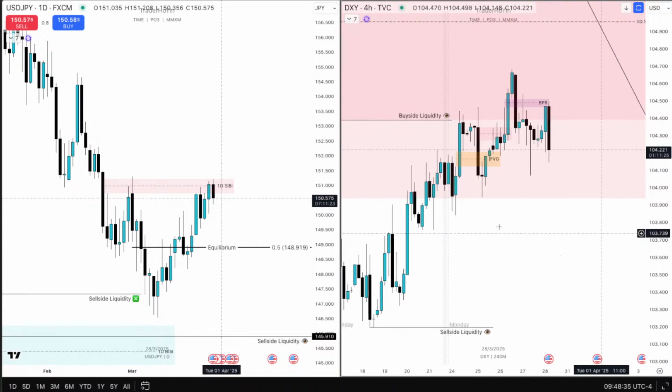Dollar is trading lower, so does the USD JPY. So if dollar is trading lower, expect higher price for the NQ and ES.